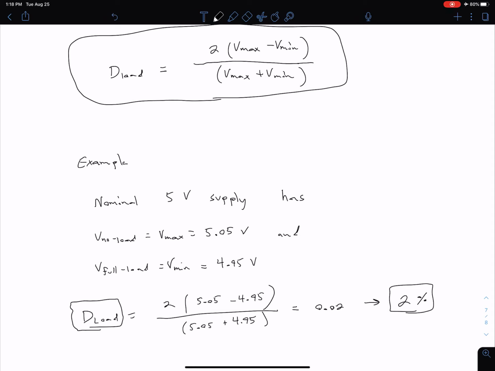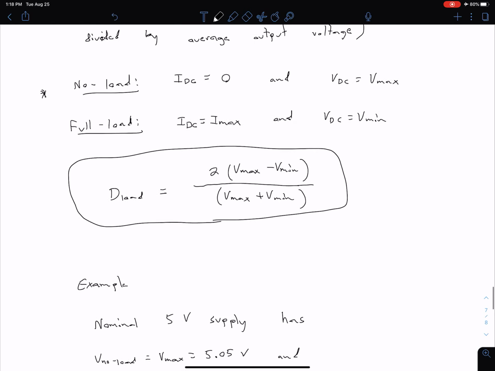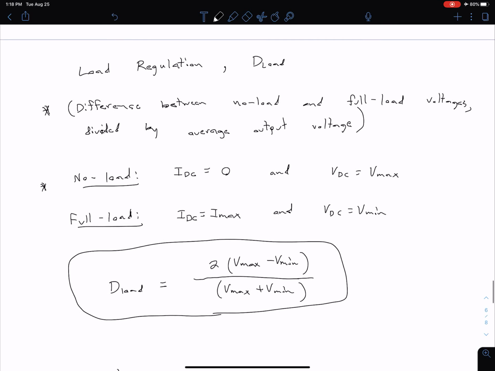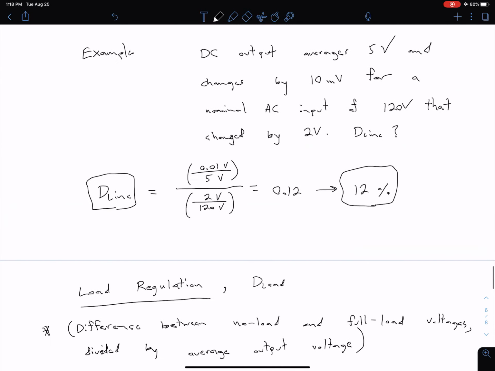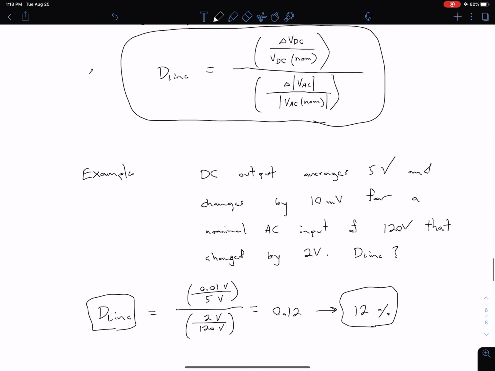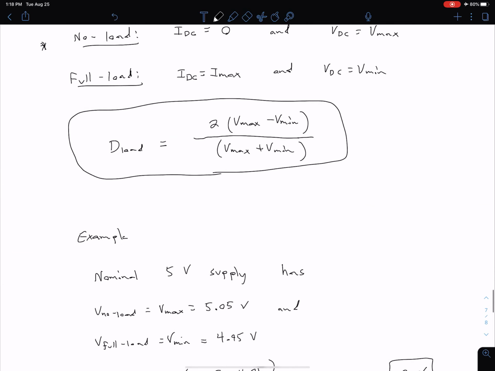So again, another fairly straightforward calculation. This time we're just characterizing how consistent the power supply is in terms of changes in the load. One important thing to note about these two definitions that I have boxed here, these two equations, is that these aren't necessarily consistent across the board.